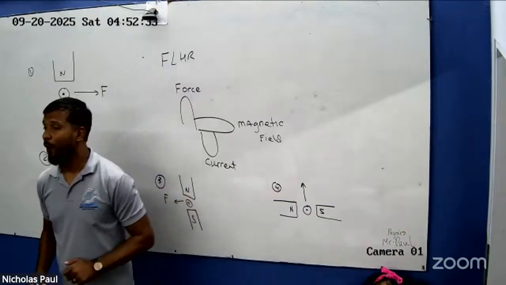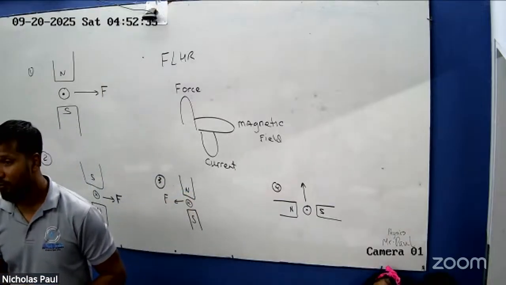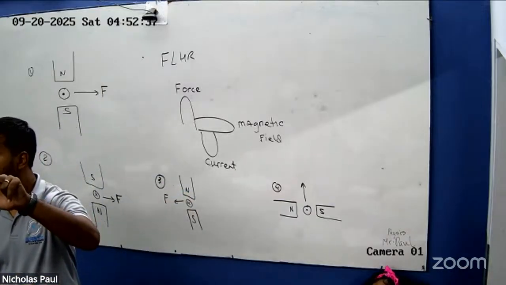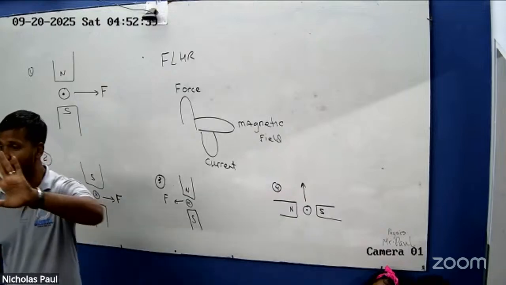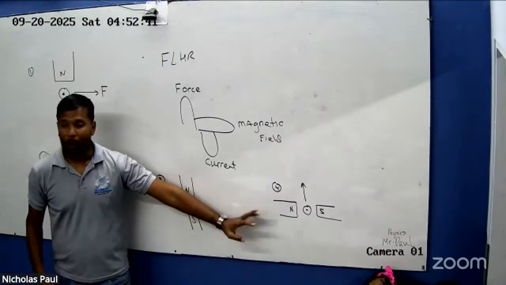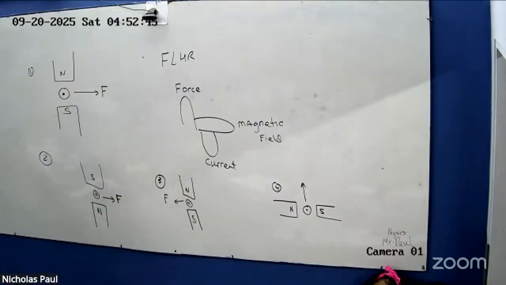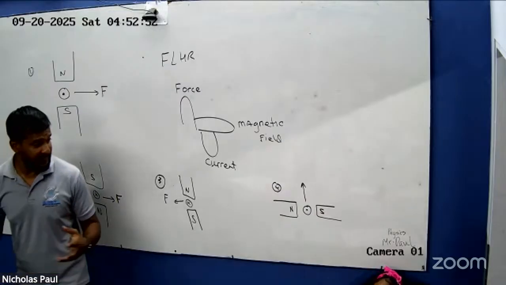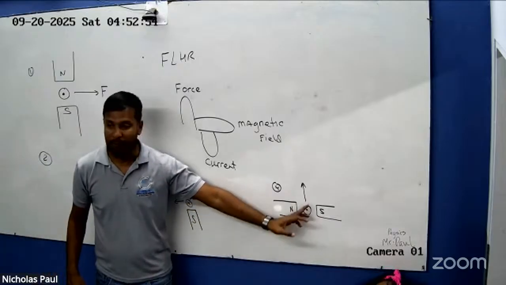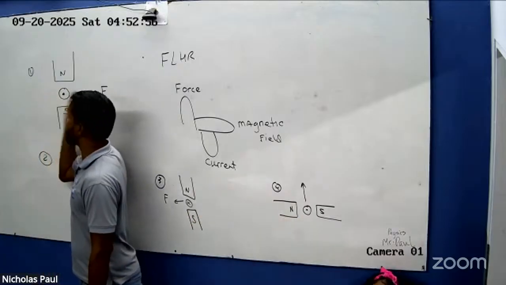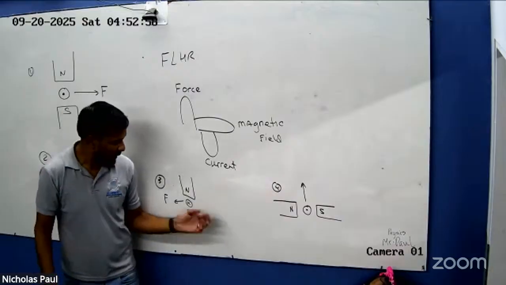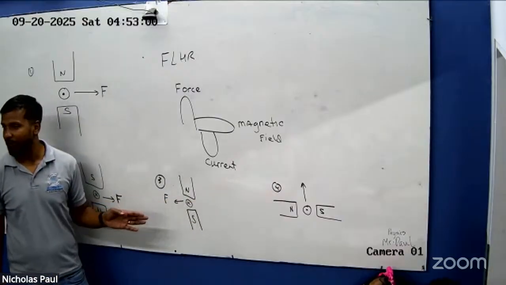Why does that happen now? Everybody clear with the rule? Don't forget it for next week. Why does that happen? Why is the conductor being pushed upward? There must be a reason why the conductor is being pushed upwards, to the right, to the left.